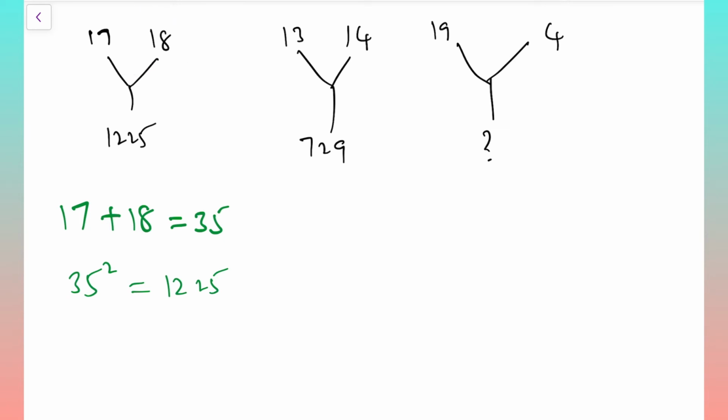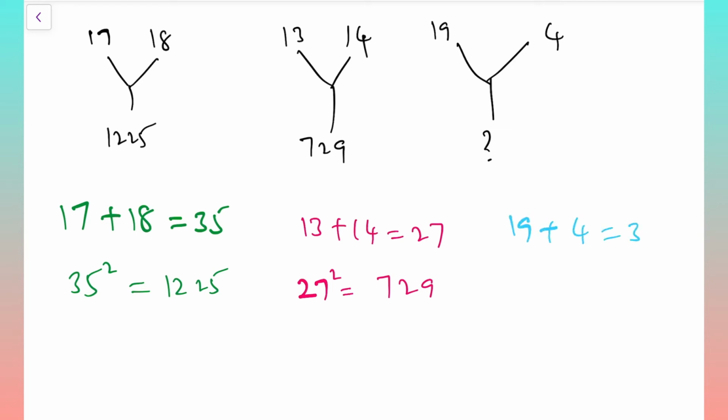Now I'll apply the same logic for the second one also. Here the upper two numbers we need to add, that is 13 plus 14. 13 plus 14 is nothing but 27. For 27 we need to do squaring. So 27 square equals 729. Now let us apply the same logic here also then. 19 plus 17, that is nothing but 36. Now for 36 we need to do squaring. So 36 square equals 1296. Let us check the next question then.